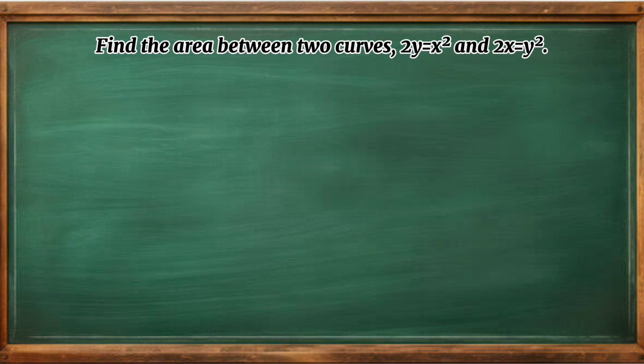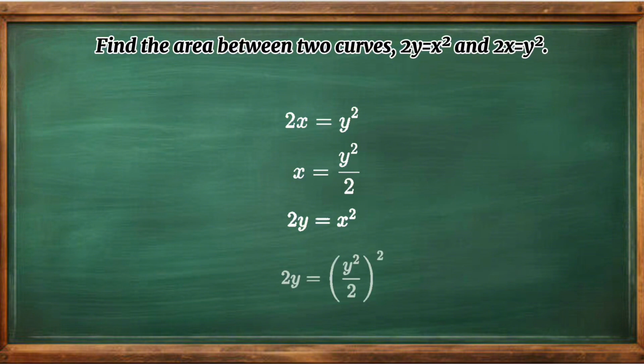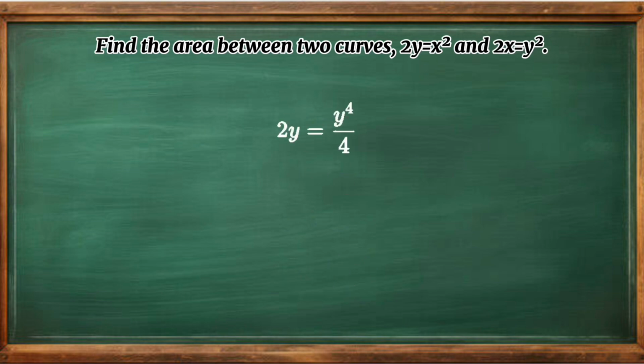To find the area between the two curves 2y is equal to x squared and 2x is equal to y squared, we begin by determining the points of intersection to set our limits of integration. First, we solve for x in terms of y from 2x is equal to y squared, giving x is equal to y squared over 2. Then, substituting this into 2y is equal to x squared leads to the equation 2y is equal to y squared over 2, squared. This becomes y raised to 4 over 4.